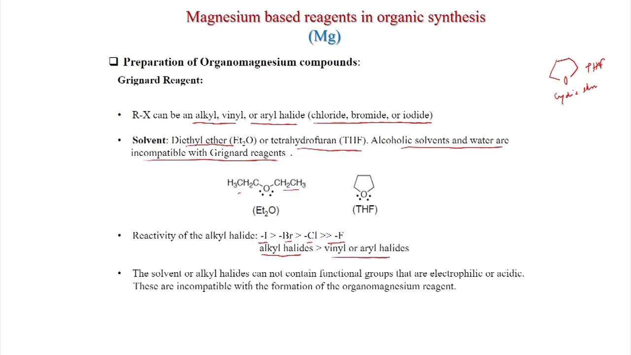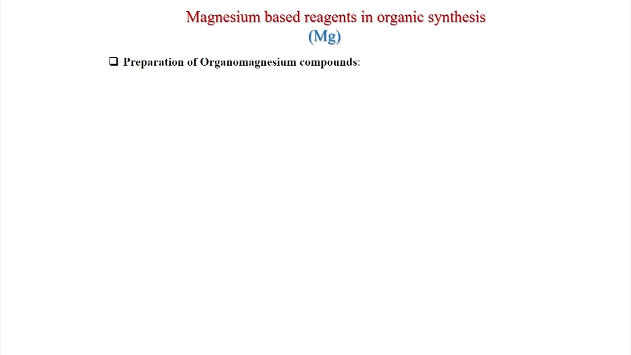The solvent or alkyl halides cannot contain functional groups that are electrophilic or acidic. So this is important. If you have an electrophilic center, then the Grignard will react with the electrophilic center. So the in situ generated Grignard will react with the electrophilic center. So no electrophilic center will be present in the substrate. These are incompatible with the formation of the organomagnesium reagent.